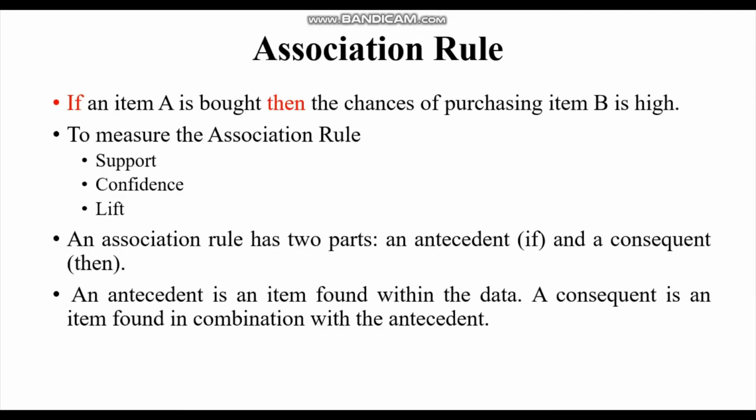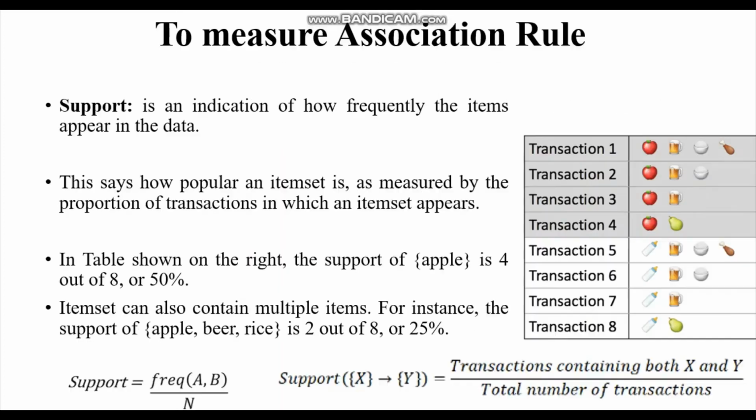So the association rule is: if an item A is bought, then the chance of purchasing item B is high. To measure this association rule, we use three important measures, called support, confidence, and lift. An association rule has two parts: an antecedent and a consequent. We have already seen what antecedent and consequent mean. An antecedent is an item found within the data. A consequent is an item found in combination with the antecedent. So let us see the measurements of association rules one by one.